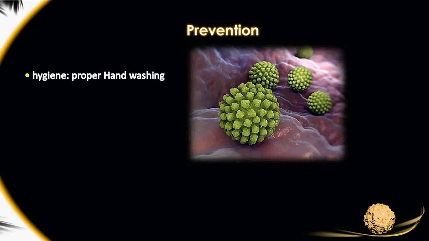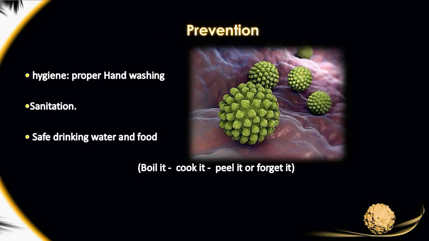The main preventive tools are to improve hygiene through proper hand washing and sanitation, and provision of a clean environment, a clean water supply, and safe drinking water and food. So just remember the rule for before you drink or eat: you need to boil it, cook it, or peel it, or if you can't do that and are not sure that the food and water are clean, just forget it.